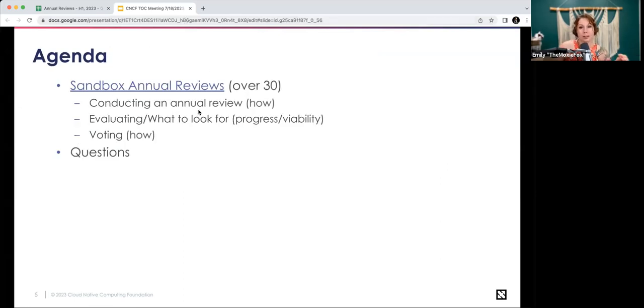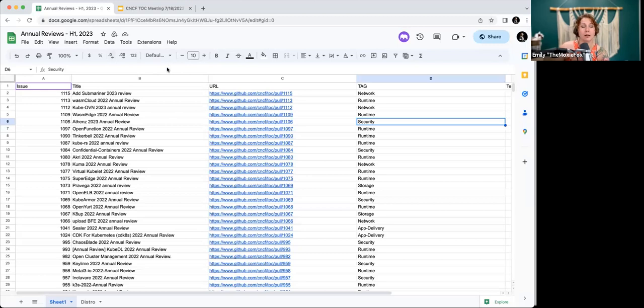So there's how to conduct the annual review, evaluating it, and voting on it. The one thing I didn't include in here, clearly I should have, is the alignment of a project to a particular TAG or a domain within the landscape. Right now, the way the annual review process works is when a project submits an annual review, they're not affixing a label for the corresponding TAG that they belong to. And this is an ongoing question and activity that the TOC engages in, looking at a project, figuring out what the appropriate TAG is, figuring out where they are in the landscape.